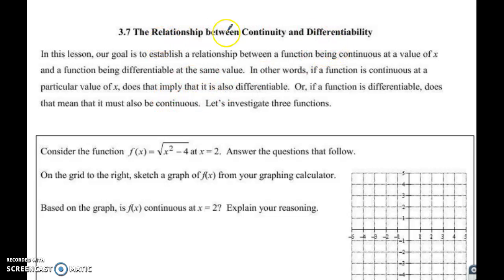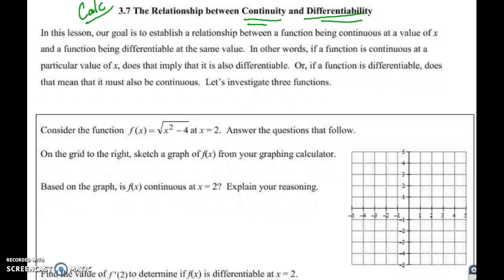So we're ready for calculus with the relationship between continuity and differentiability. And there's a very important idea or premise that you need to know for this section, and you will write it down at least once on the AP test. Basically what we need to do is establish: if things are continuous, does that necessarily mean that they're differentiable? Or vice versa, if something is differentiable, is it automatically continuous?